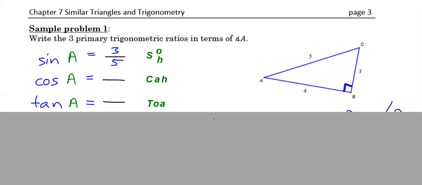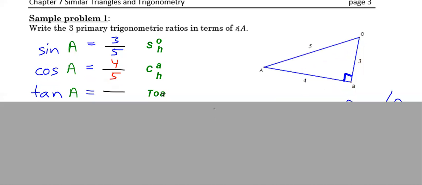Cosine ratio is the adjacent over the hypotenuse. Now again, this is for angle A. So this would be the adjacent to angle A, and then the hypotenuse stays the same at 5. So adjacent and hypotenuse produces this ratio, 4 divided by 5. So again, 4 is the length and 5 is the length, and we have adjacent over hypotenuse.